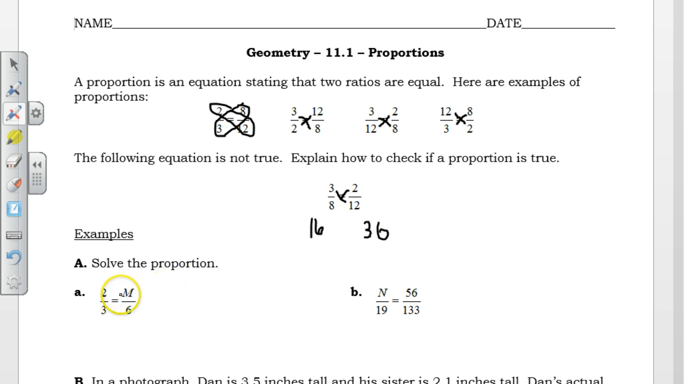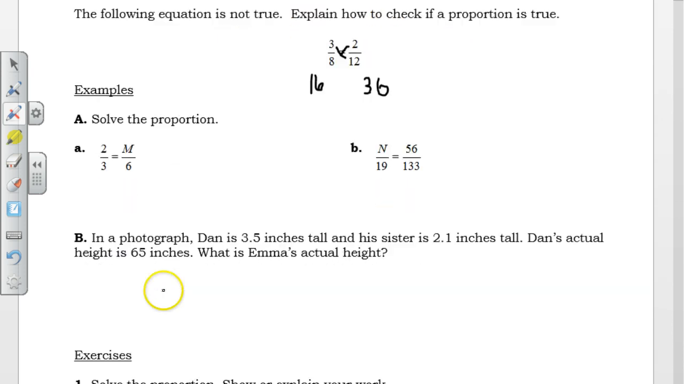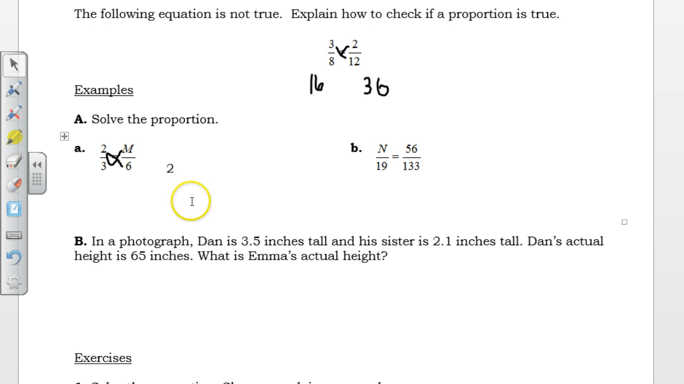When we have a proportion and we need to find the missing value, and this is why I've heard it called the fish thing, we can cross multiply, get that cross product, 2 times 6, divide it by the 3, and you end up drawing a little fish. You get the answer for M. So this is 6 times 2 divided by 3 gives me my answer of 4, and that's my answer for M.